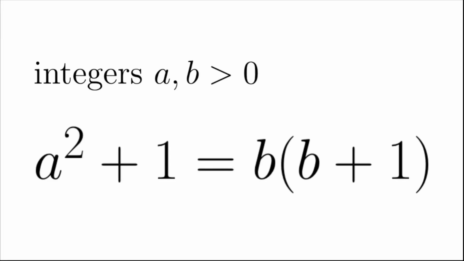In this video, we are going to find positive integers a and b such that a squared plus 1 equals b times b plus 1.